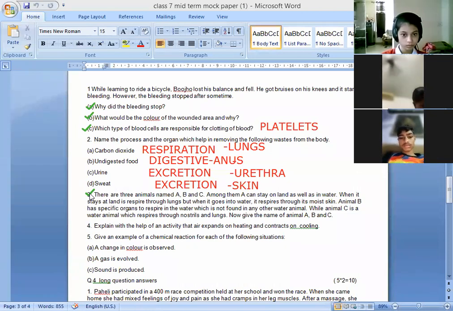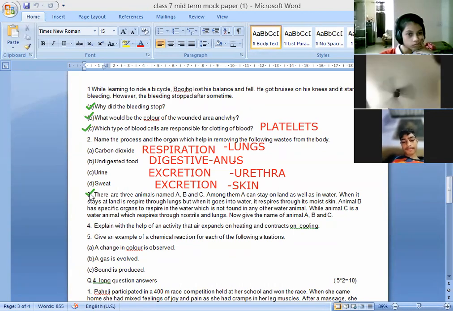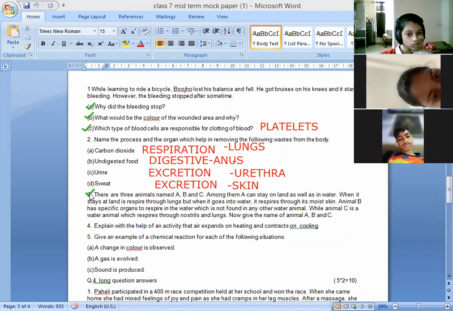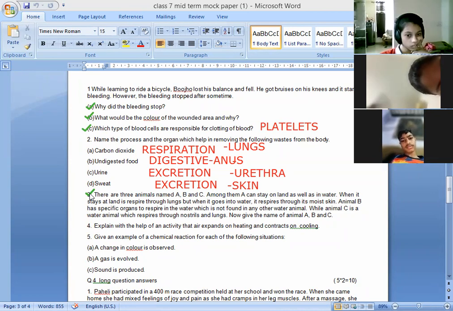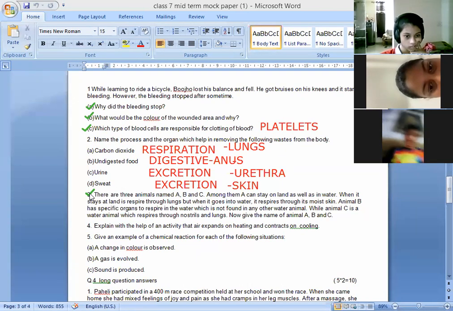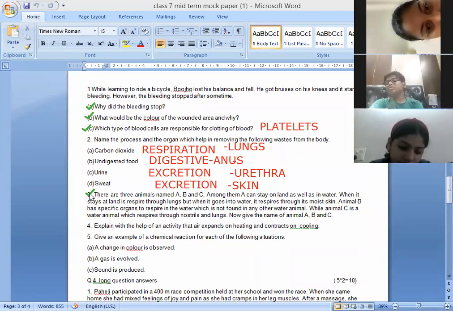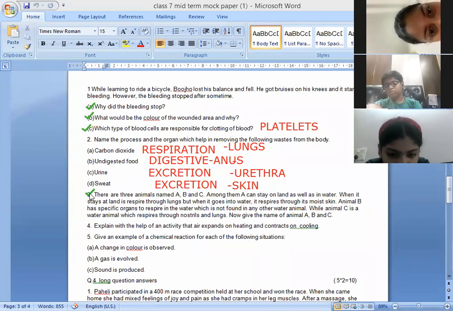Next, animal B has a specific organ to respire in water, which is not found in any other animal. Fish. Okay, number C. While C animal is a water animal which respires through nostrils and lungs. Dolphin. Dolphin comes out to breathe, though it has blowholes. Think and tell, name the water animal which respires through nostrils and lungs.